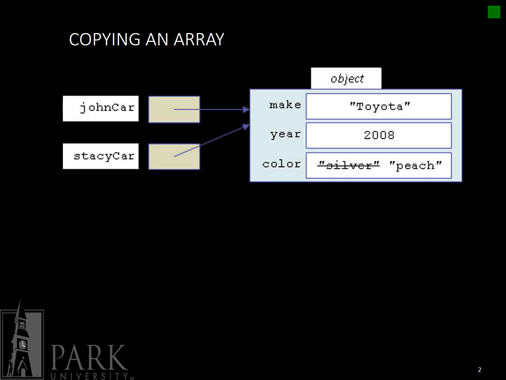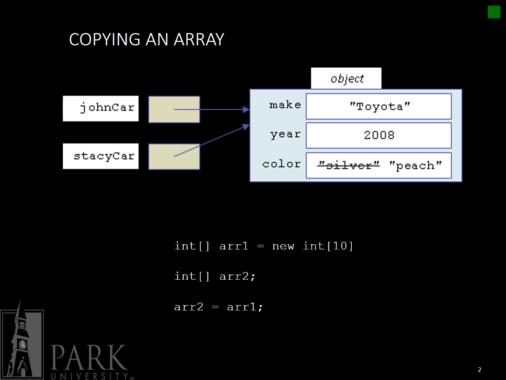Well, you should remember from CS 151 that if we had two car objects and we made them reference the same object, that could create problems if we were trying to change the color of one of them, right? So what's wrong with this code right here if the goal is to make a copy of array 1?